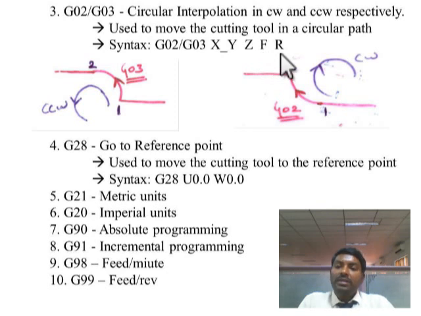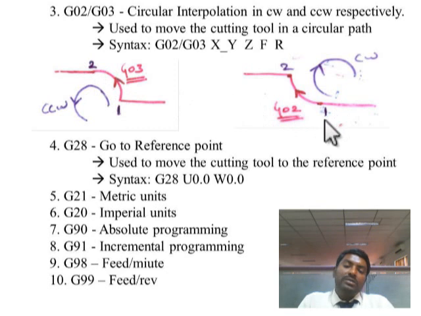We have to give the radius value here because it is a circular interpolation, that is, the tool is going to be moved in a circular direction. For example, these are two positions, 1 and 2. If you want to move the tool from point 1 to point 2, we have to use the G03 code, because the path from point 1 to point 2 is in a counterclockwise direction. So we have to use G03 for creating this type of circular profile.